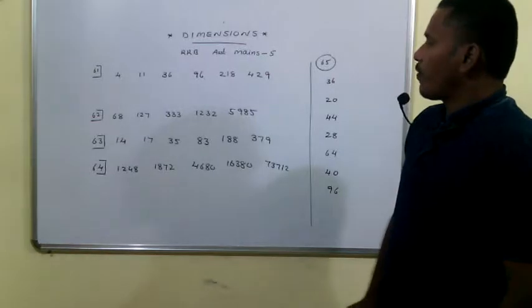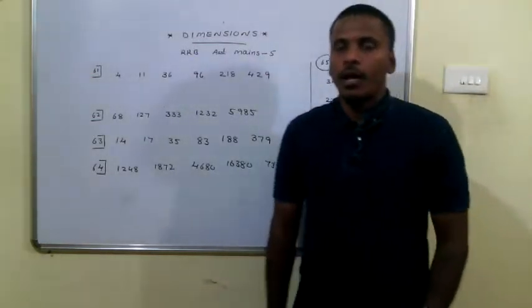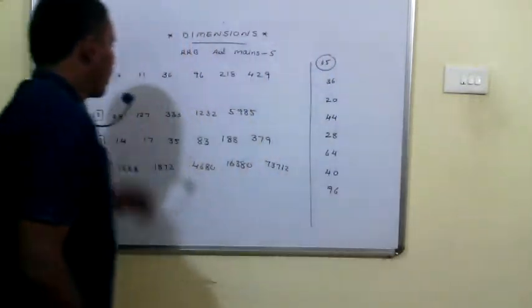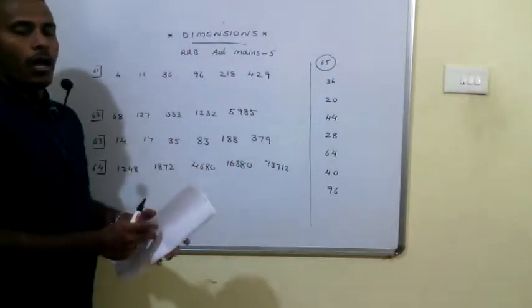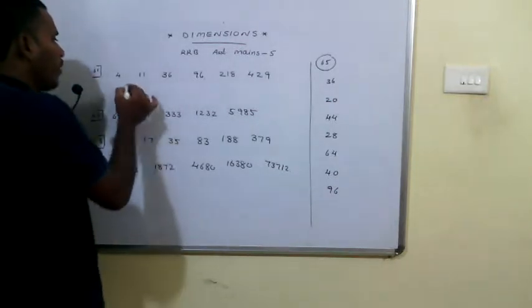See, the series questions are from 61 to 65. We need to find out the wrong number of the series. Coming to the 61st one, the given numbers are like this. To find out the wrong one, we need to observe the pattern involved in it. For that, you just observe the differences.